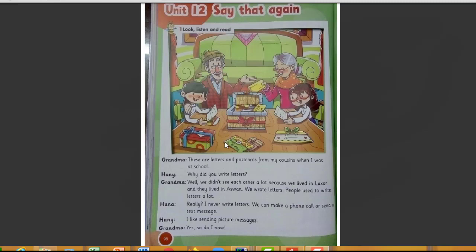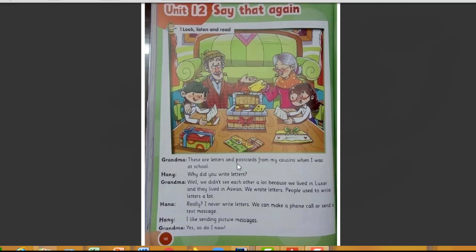Here, Grandma and Grandpa show the letters to their grandchildren. So this is an old way to send a message. But today, if you want to call someone, you will use your telephone, or you will use your cell phone. So it's an old way.